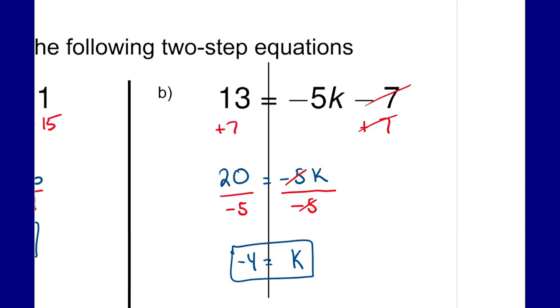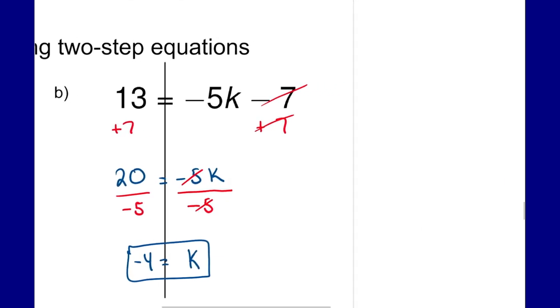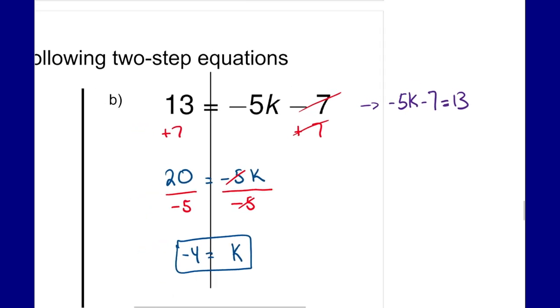Now, if you prefer having the unknown on the left side, you can take this equation and just switch it entirely and say negative 5k minus 7 equals 13. You can just switch the left side and the right side completely, and that would still be the same equation. So if you prefer to do it that way, you're more than welcome to, if you prefer having the unknown on the left side instead of the right side. But either way, the steps should be the same and you should still get the same answer.